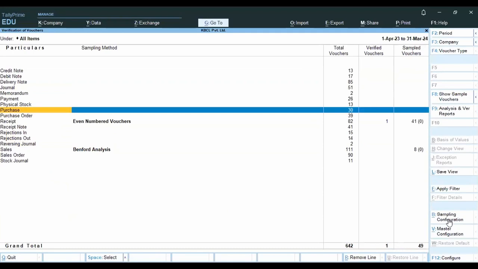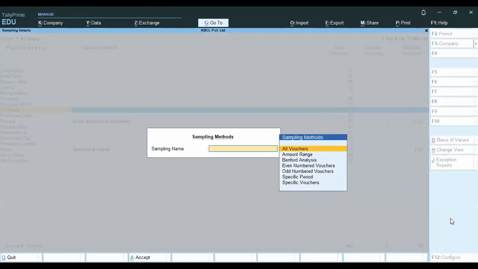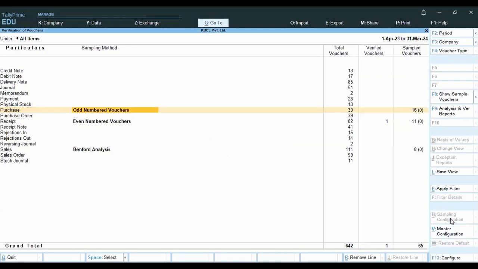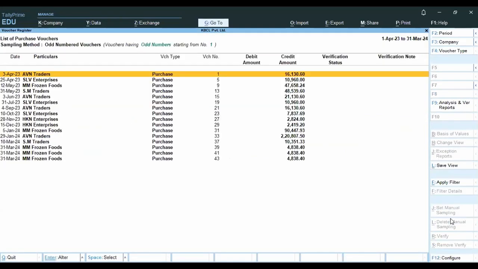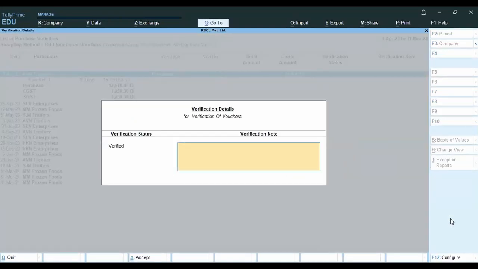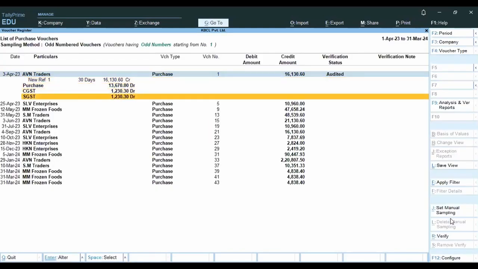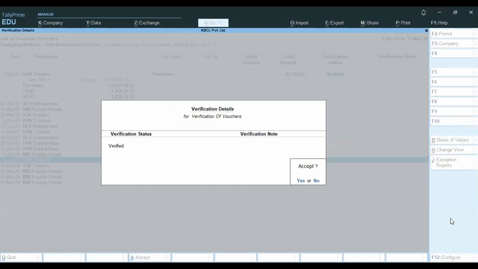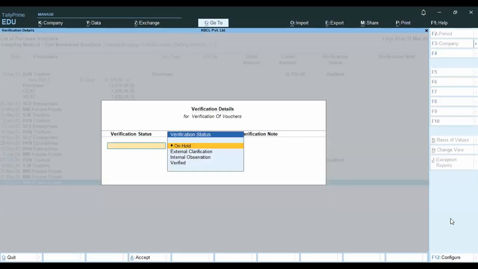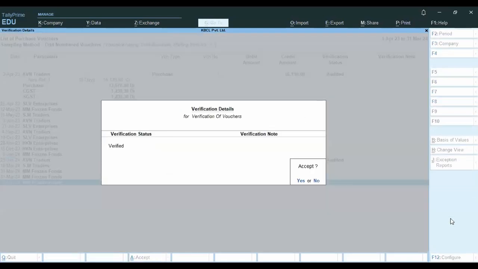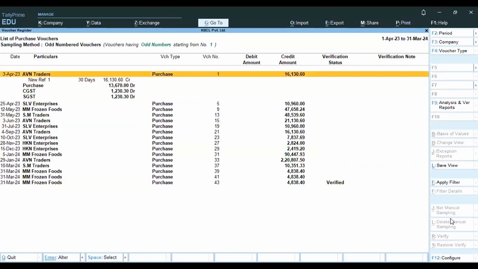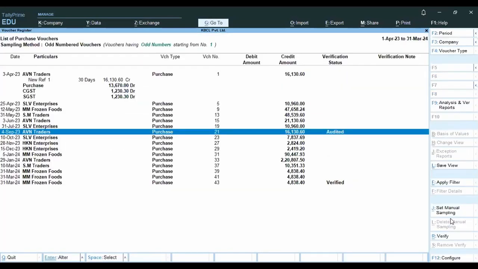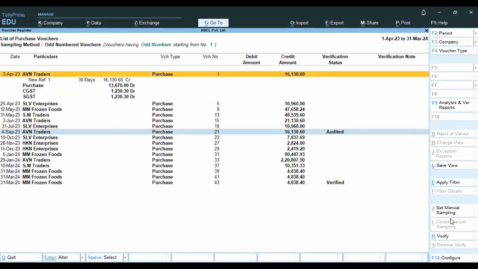The purchase I want to do sampling, simply click on sampling configuration. Tally has selected the sample. This is how you can do verification.